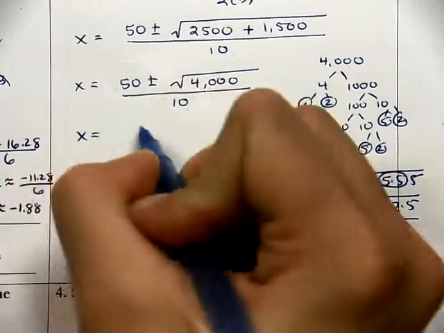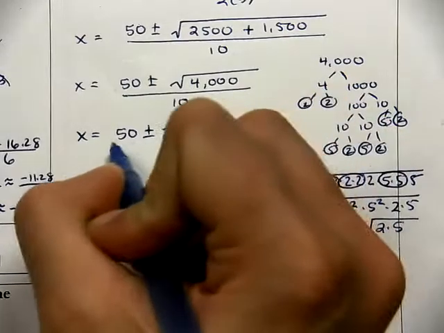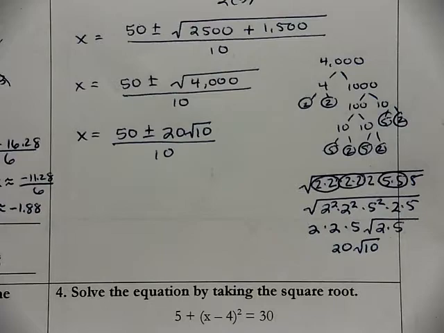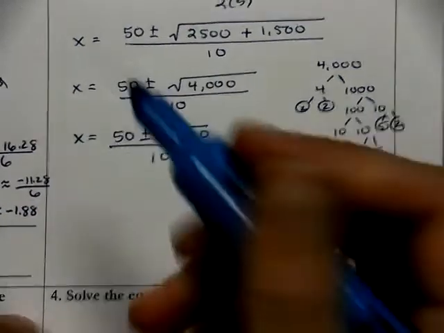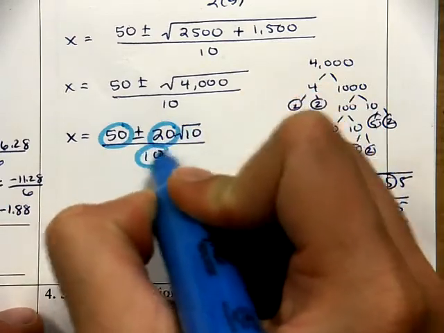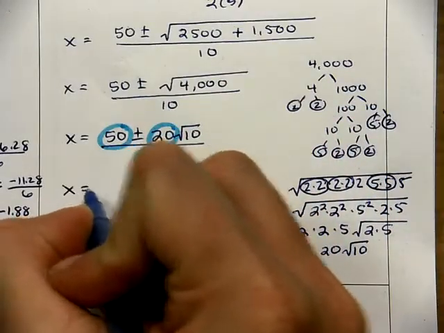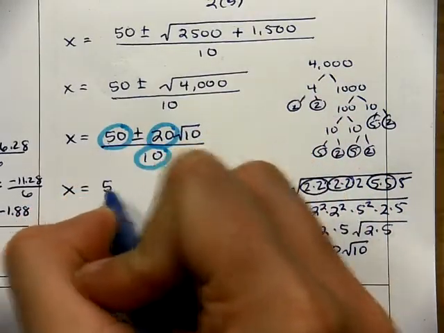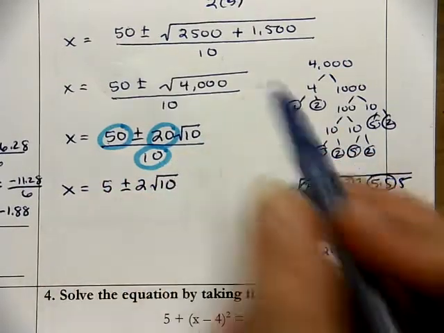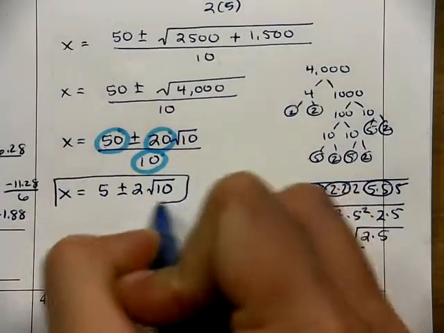So now we have x is equal to 50 plus or minus 20 times the square root of 10 all over 10. When we get to this point, we have to see, can we simplify this? The only way to simplify is if all of the non-radicals are divisible by the denominator. So yeah, these guys are all divisible by the same thing. They're all divisible by 10. So we have x equals 50 divided by 10 is 5, plus or minus 20 divided by 10 is 2. And this stays the square root of 10 because that's under the radical. Excuse me, and that's our final answer in simplified radical form.